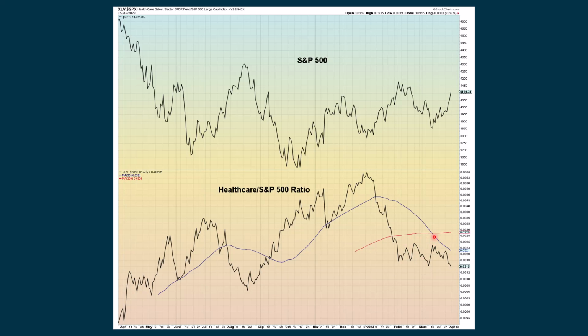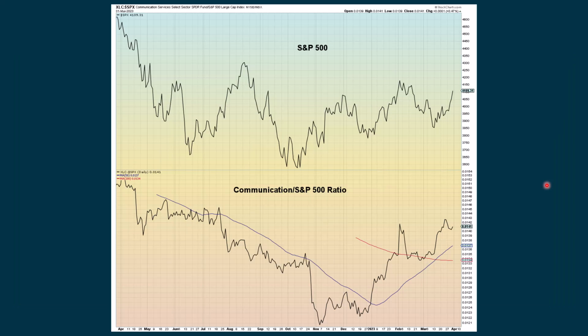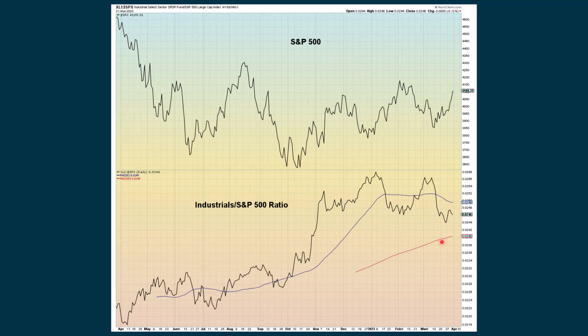Healthcare just crossed over with our ratio negative, and that is showing some weakness. Here's another look at the healthcare S&P ratio, where it's now looking weaker. Communication, which has been doing well lately, we have a recent golden cross in this ratio. Staples, we just have a recent death cross in this ratio where they held up a lot better in 2022. Industrials are in an overall uptrend.